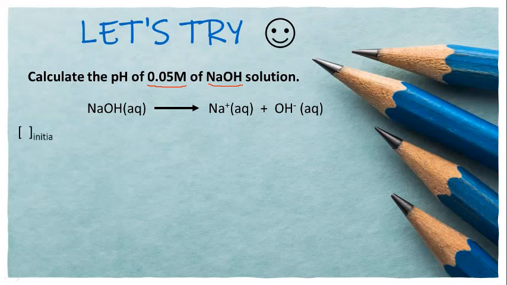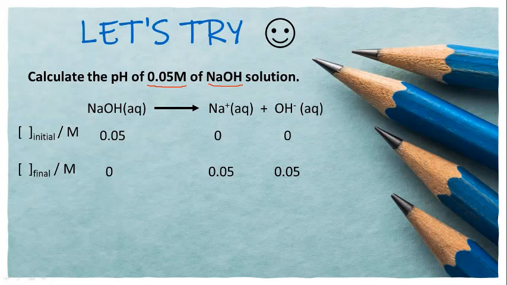Same, on the left side, we write the concentration initial per molar and the concentration final per molar. So initial concentration of sodium hydroxide as given in the question is 0.05 molar, and sodium ion and hydroxide ion both are 0. Same as acid in the previous slide, sodium hydroxide final concentration is 0, and after dissociation, sodium ion and hydroxide ion have the same concentration as sodium hydroxide, which is 0.05.